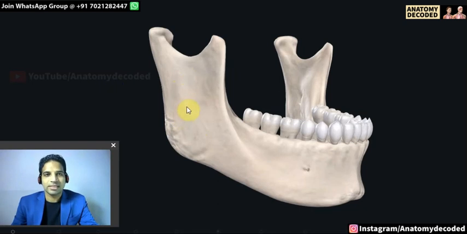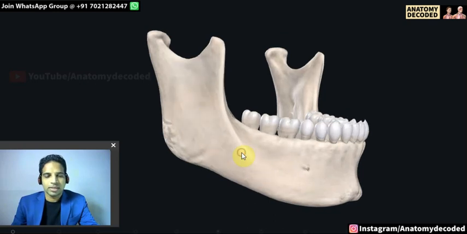Muscles of mastication are four in number. All four are attached to the mandible. On the outer aspect, there is masseter, and on the inner aspect, we'll see the other muscles. So let's just revise the muscles on the outer aspect of the mandible. The muscle here is masseter. Then on the oblique line is the buccinator muscle. Then there are a few muscles of the face, depressor labii inferioris and depressor anguli oris.